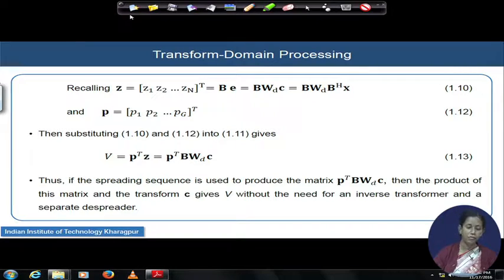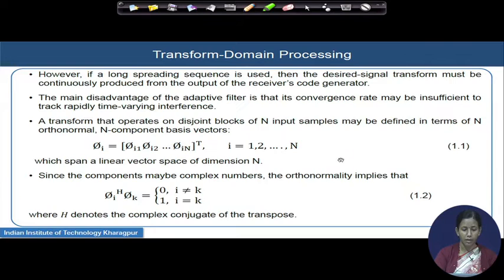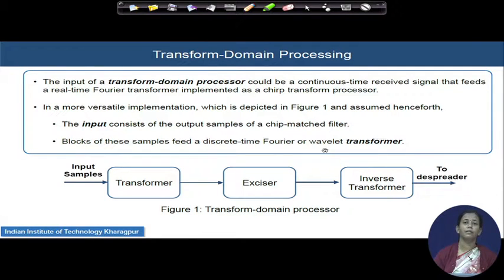So, I repeat that we started with understanding that the time domain adaptive filter is not so good in narrowband interference handling when the interference is varying over time. So, we were trying to see if there is any other architecture which can nicely handle this. The answer was yes, and the possible architecture is the transform domain processing.